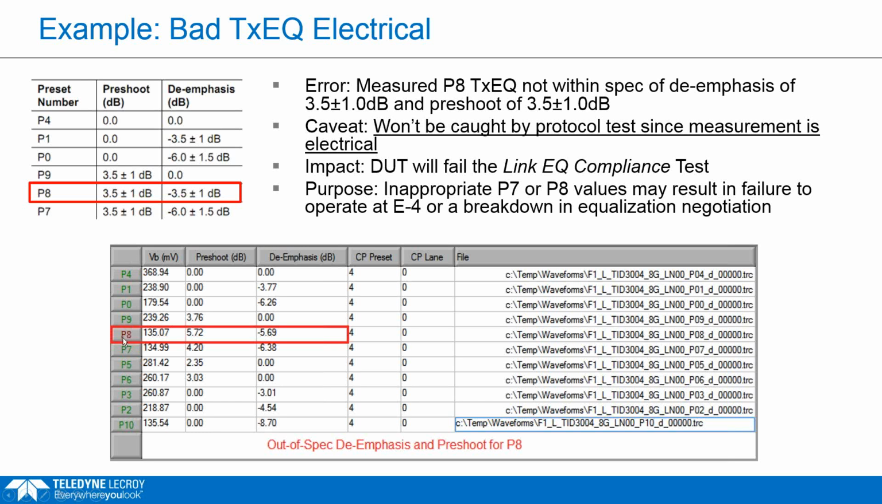except for P8. So preset 8, when we requested that, the response should have been 3.5 dB pre-shoot and minus 3.5 dB de-emphasis. But in fact, you can see it's almost 6 and minus 6, so off by quite a bit here. So this is not the correct electrical response.